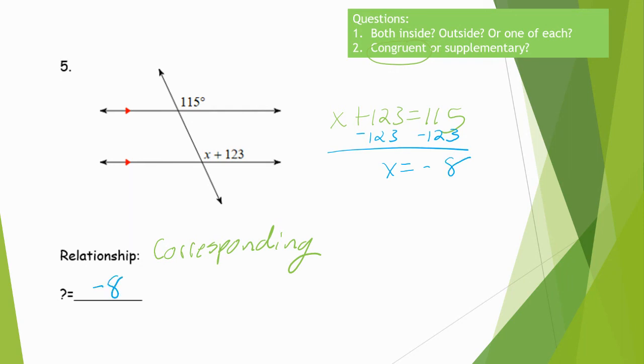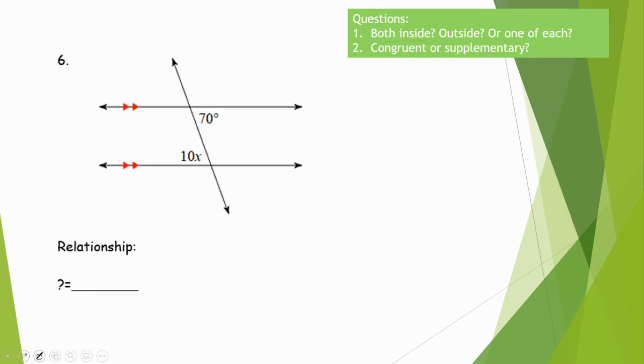And it's okay that it's negative, because when I plug it back in here, it still equals a positive angle. x was just a piece of that. It was not the whole angle degree.